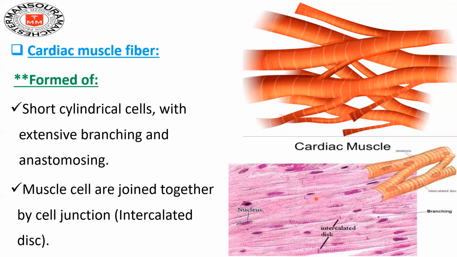Here is the shape of the fibers under the light microscope, stained with H&E. Here are the cardiac muscle fibers. Each is formed of multiple cells, and this is the nucleus of the cells. So here is an intercalated disc separating the cells from each other. This is the site of cell junction, and at the same time, it is the site of separation, the site at which one cell ends and another cell starts. Here are the intercalated discs.